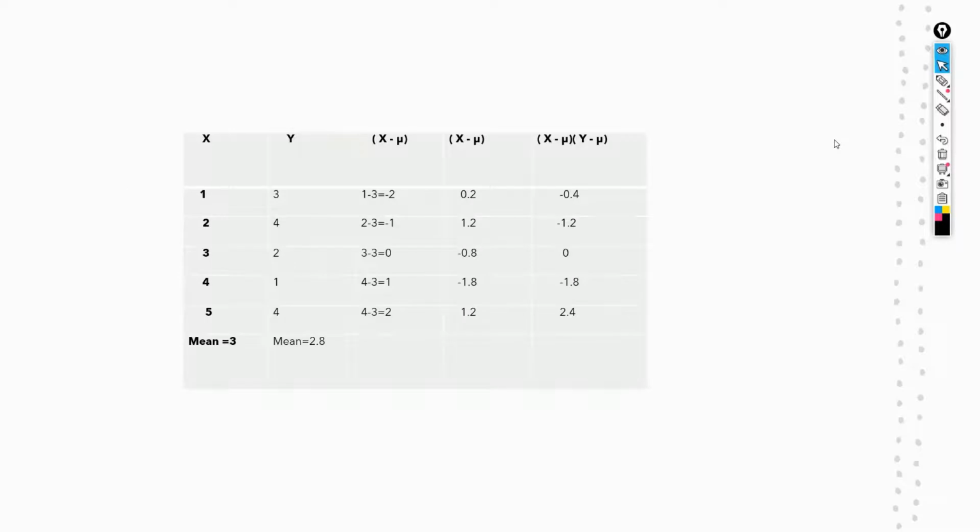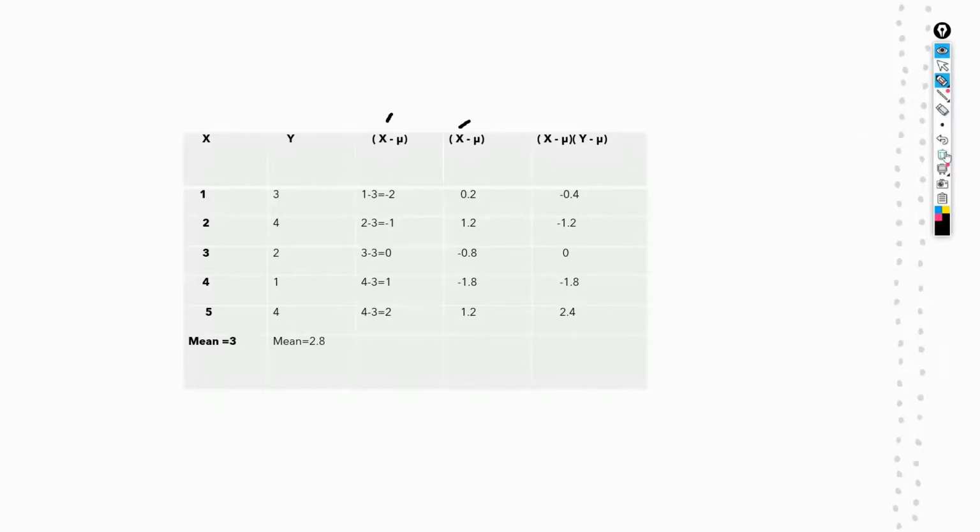Next we want to find (x minus mu) into (y minus mu). So minus 2 into 0.2 means minus 0.4. We are multiplying these two columns, because our formula has the summation of (x minus mu) into (y minus mu).